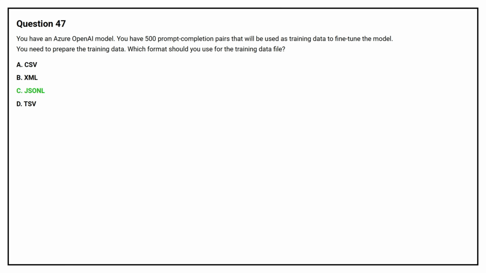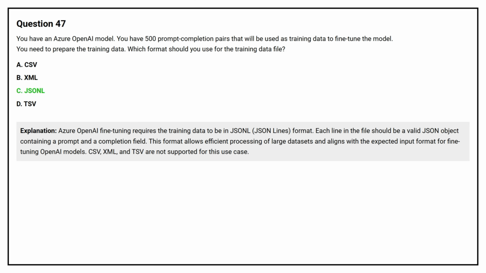The correct answer is option C, JSON-L. Azure OpenAI fine-tuning requires the training data to be in JSON-L, JSON Lines format. Each line in the file should be a valid JSON object containing a prompt and a completion field. This format allows efficient processing of large datasets and aligns with the expected input format for fine-tuning OpenAI models. CSV, XML, and TSV are not supported for this use case.